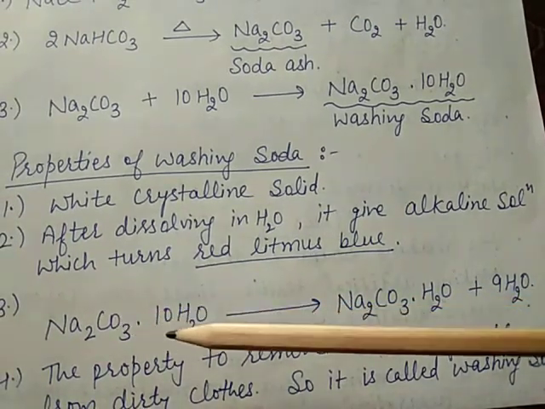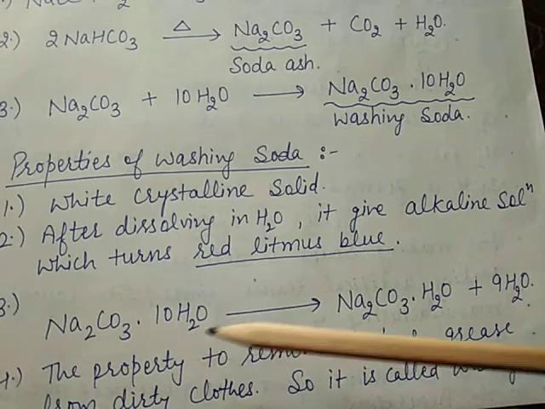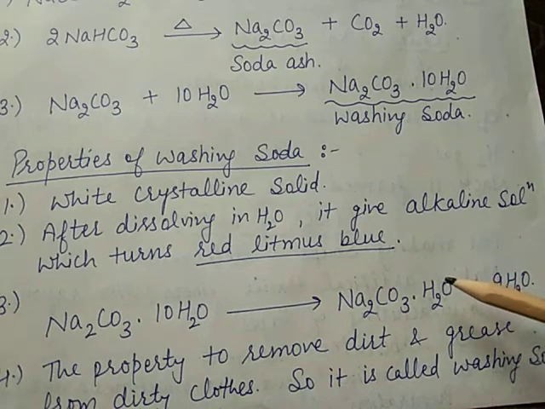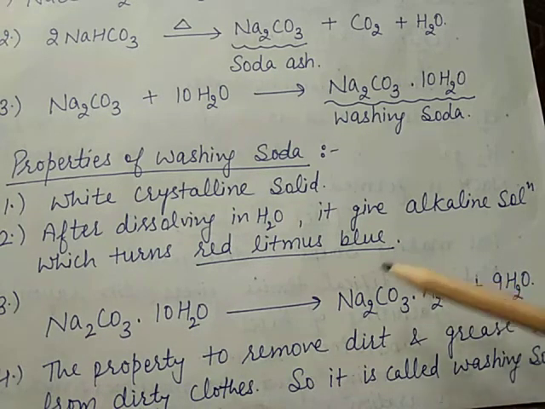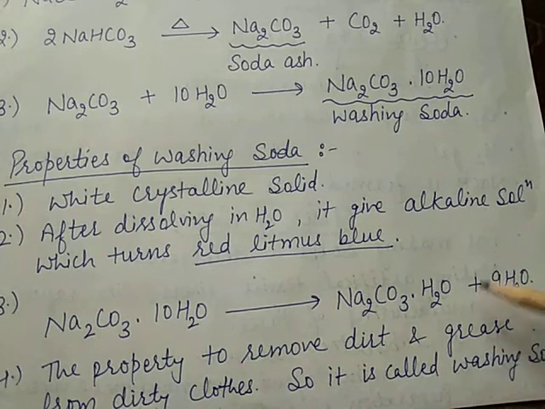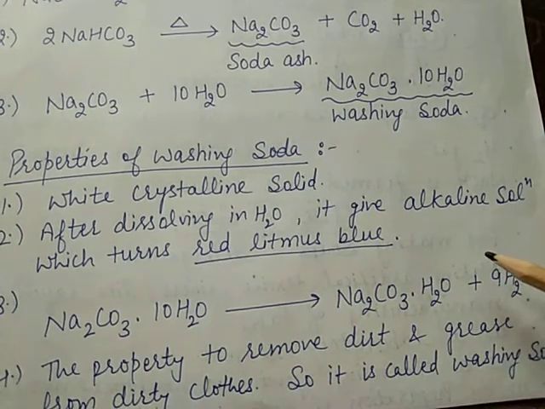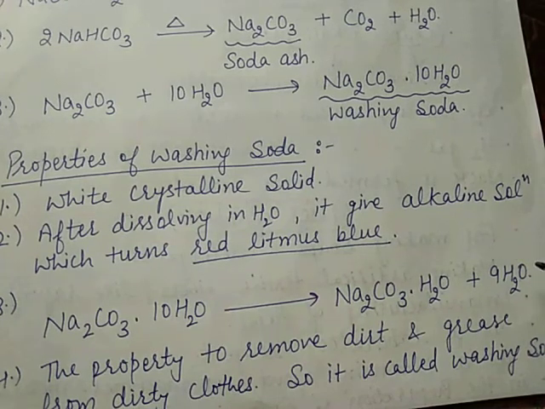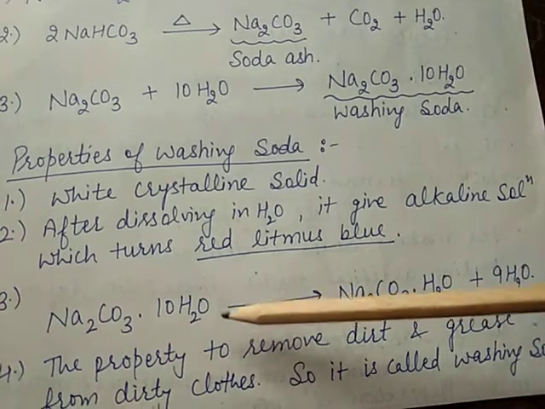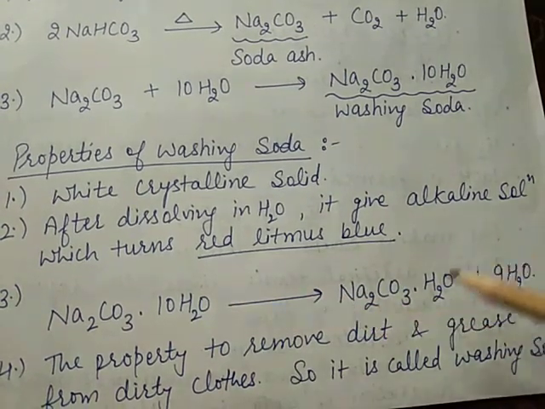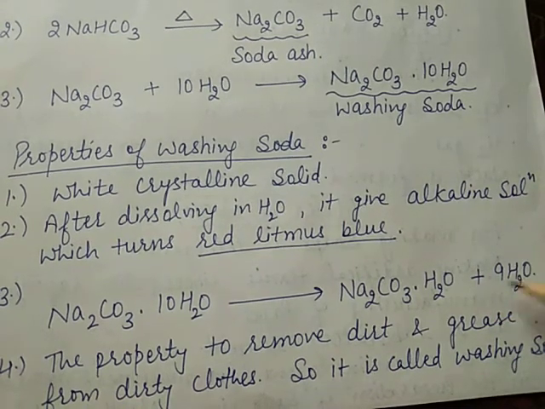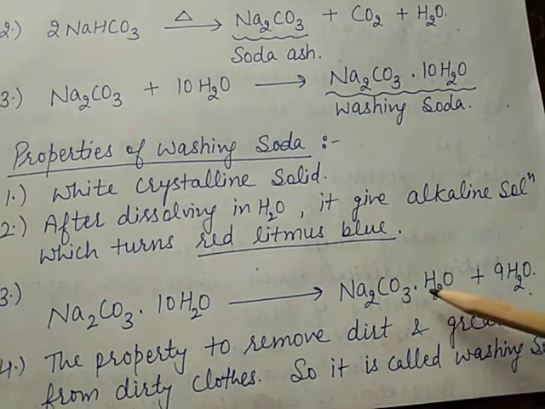Next property: on strong heating it loses its water molecules, meaning the molecules of water of crystallization, and it changes into anhydrous salt, which is a white amorphous powder. This is called soda ash. But on slow heating it loses only 9 water molecules, and it will form Na2CO3·H2O.